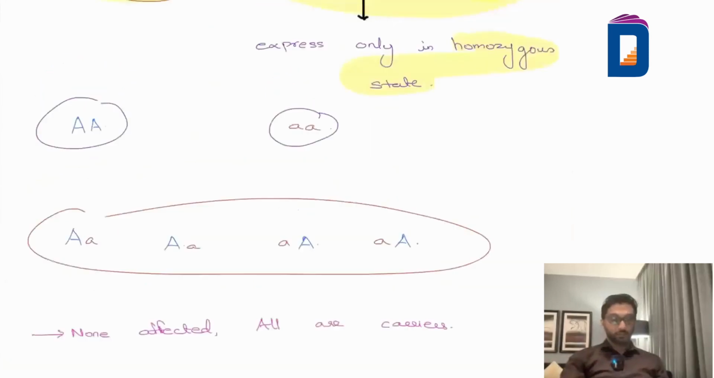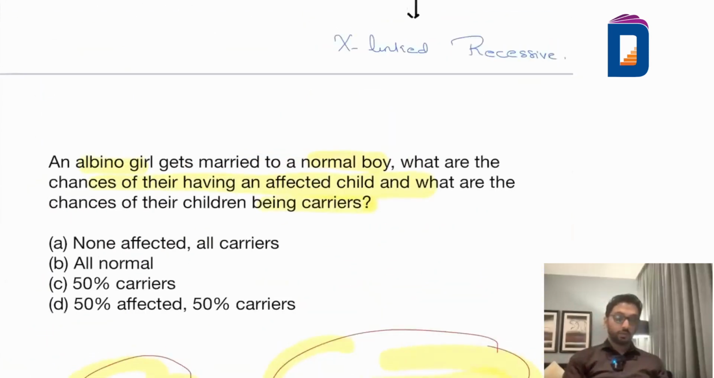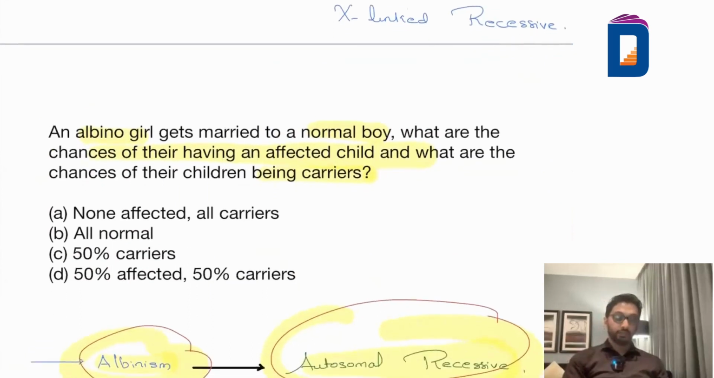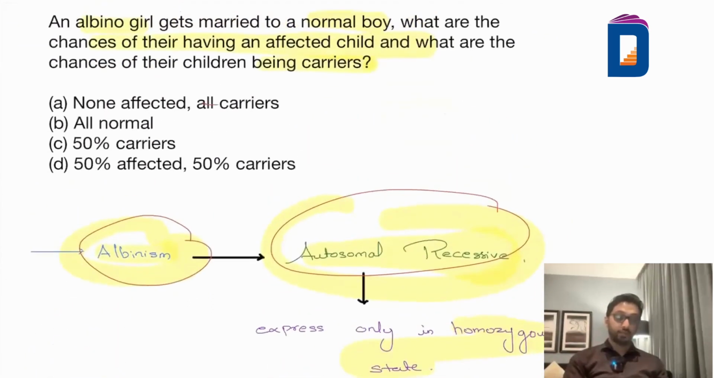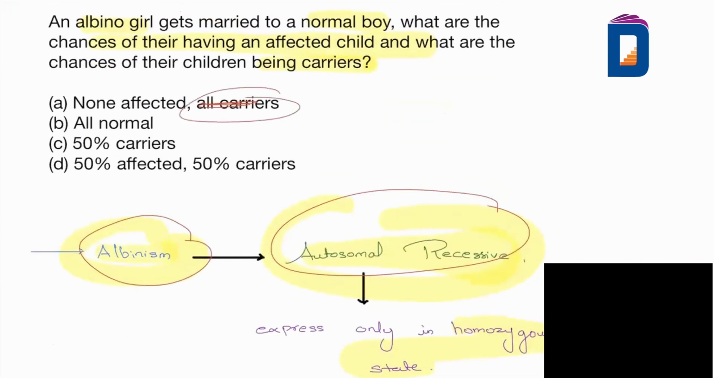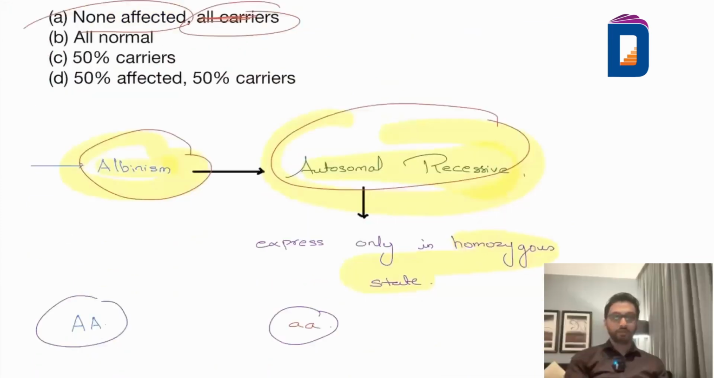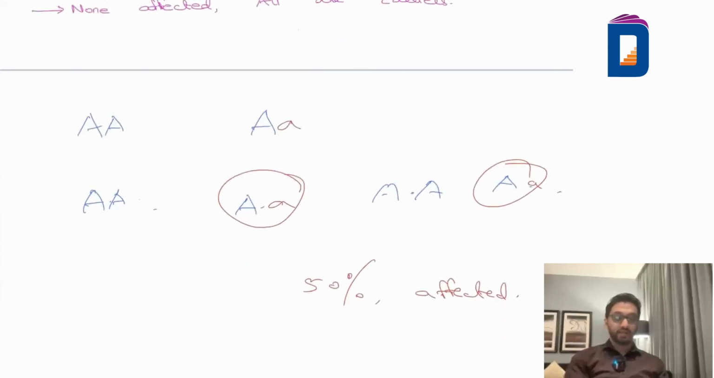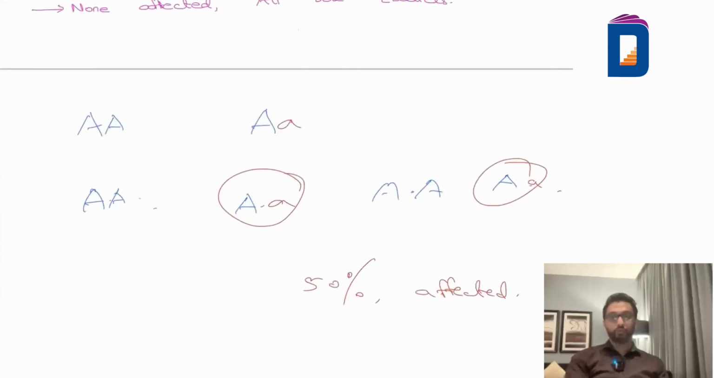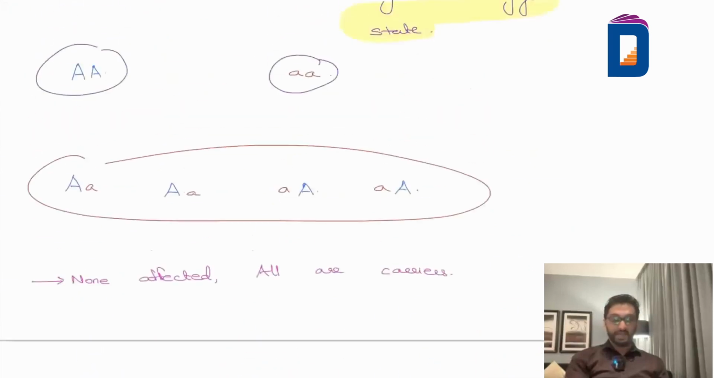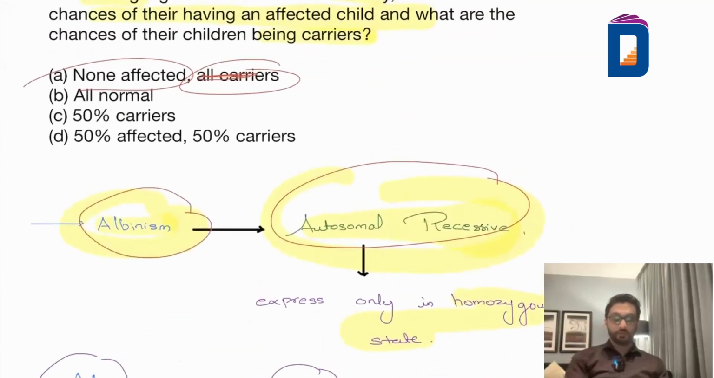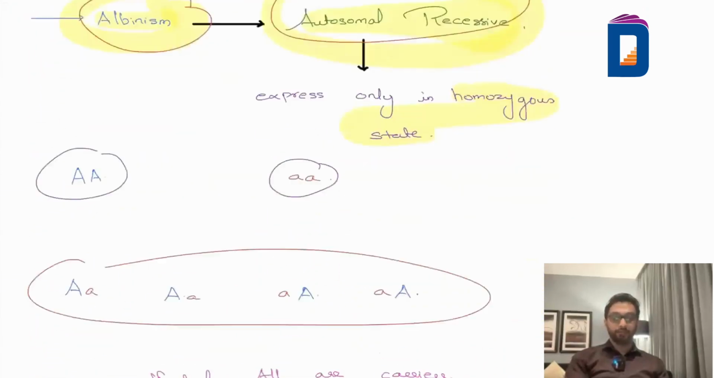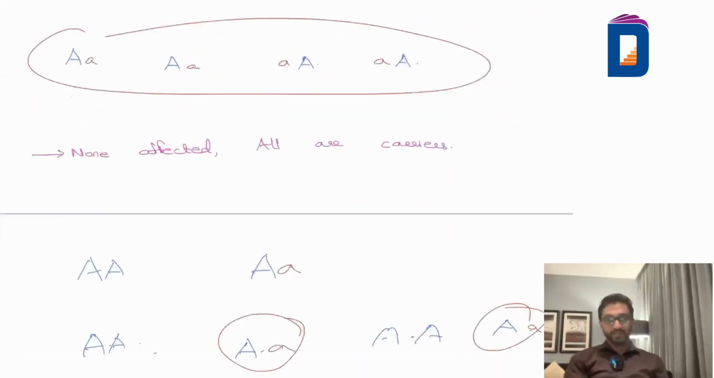So this is the calculation. All of them are carriers. The question was, what are the chances of the children being carriers and what are the chances of an affected child? The answer: all carriers, none affected, isn't it? 50% carriers would be if it were an autosomal dominant disorder. But albinism is autosomal recessive, so you get all carriers, none affected. Understood? Yes, sir. It's very, very simple.